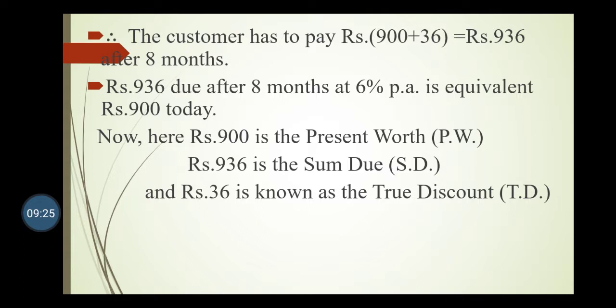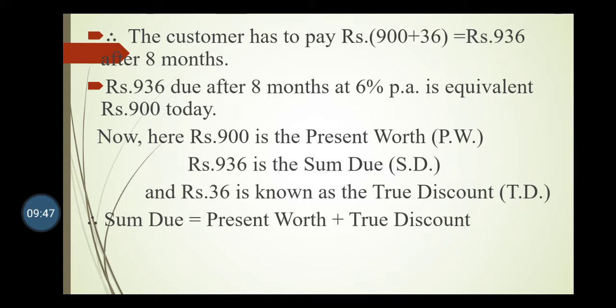Okay, so here 900 will be the present worth, 936 is the sum due, and rupees 36 is known as the true discount. Have you understood all three terms? Okay.